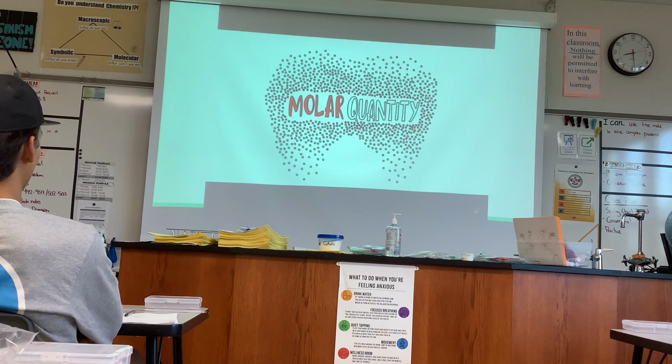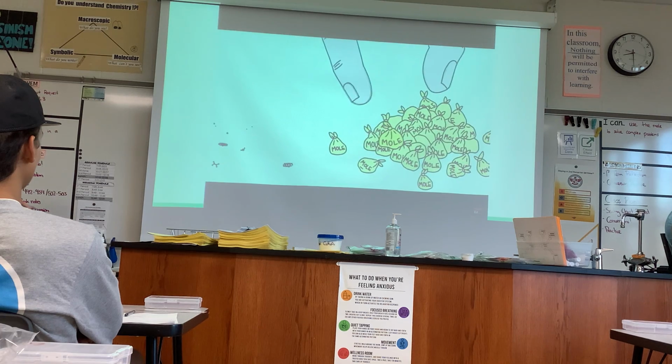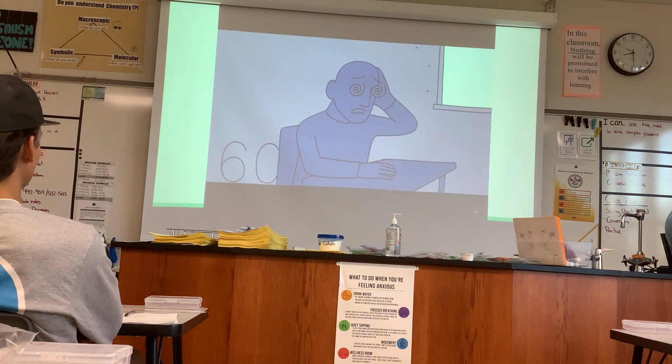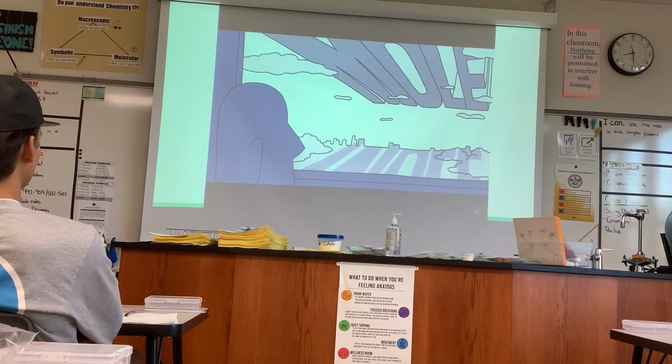This is known as a molar quantity. Atoms and molecules are so small that chemists have bundled them into groups called moles. Moles are hard for students to understand because they have a hard time picturing the size of a mole, or 602 sectillions. It's just too big to wrap our brains around.